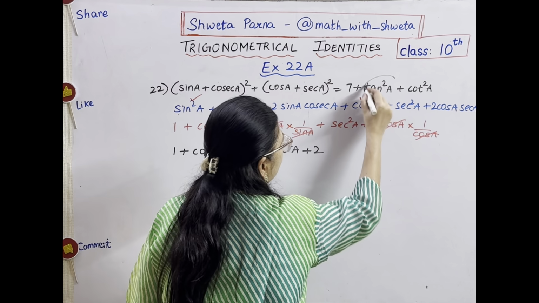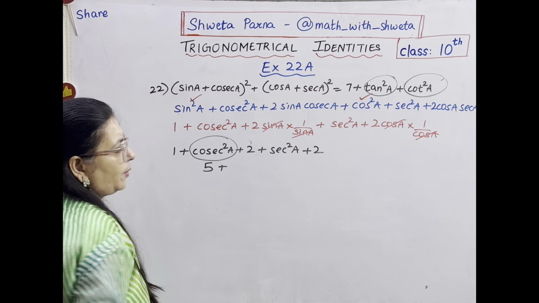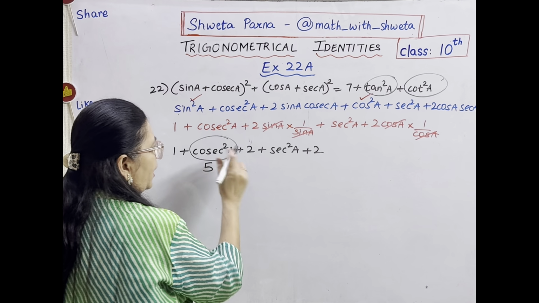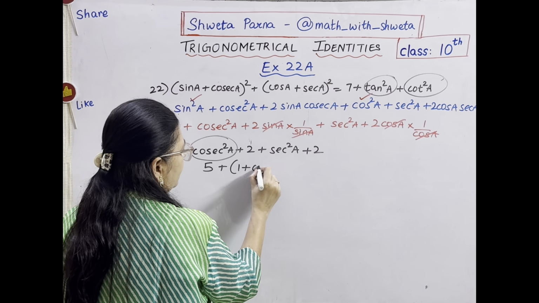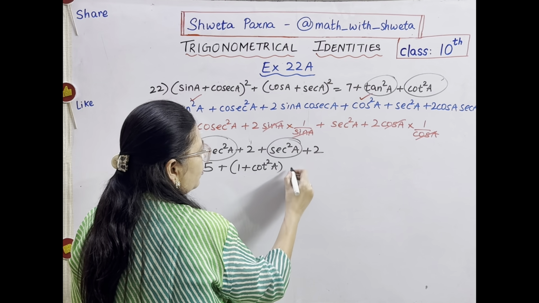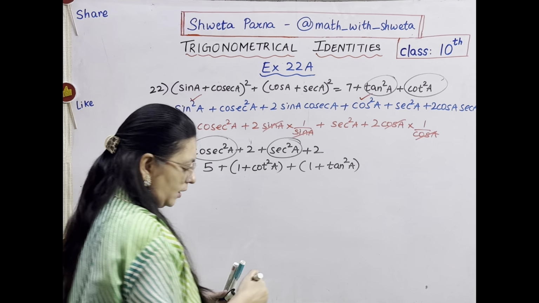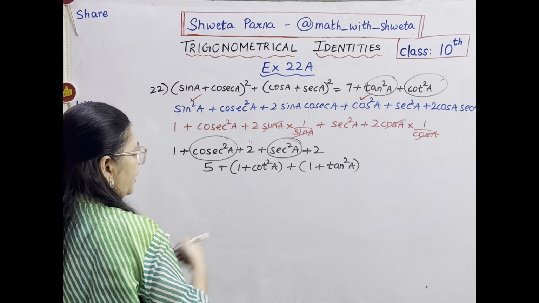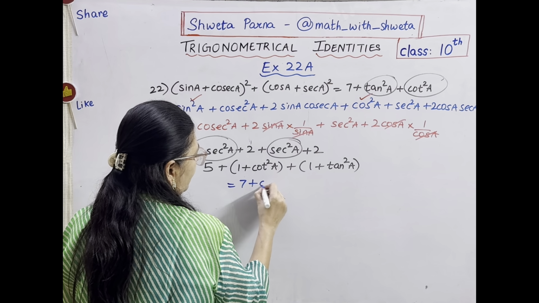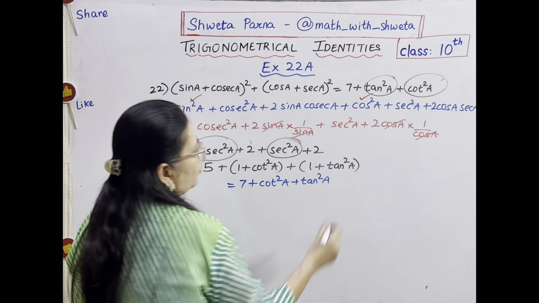Now I want the answer in tan square a and cot square a. This is cosec square a. So you know that 1 plus cot square a is cosec square a. So here I'll write 1 plus cot square a. Same way, sec square a is what? 1 plus tan square a. Yes children? So now add it. 5 plus 1, 6. 6 plus 1, 7. 7 plus cot square a plus tan square a, which is your right hand side.